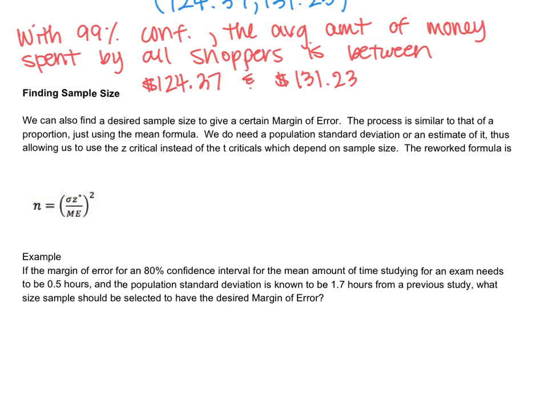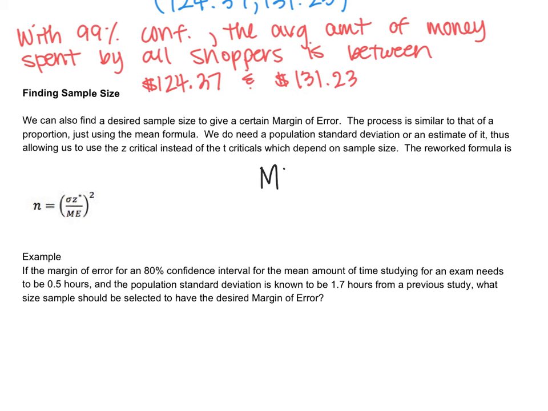So the last thing we're going to talk about is finding sample size. So just like we did with proportions, we can also find a desired sample size to give a certain margin of error. And the process is similar, but we'll instead use the margin of error formula for means.